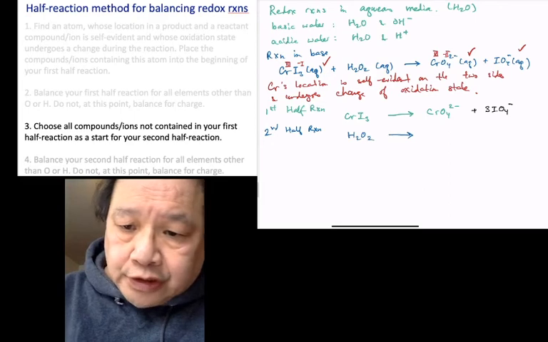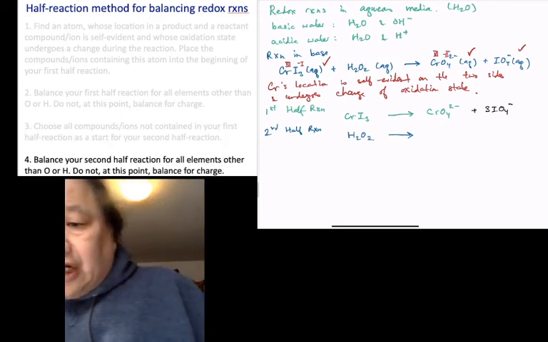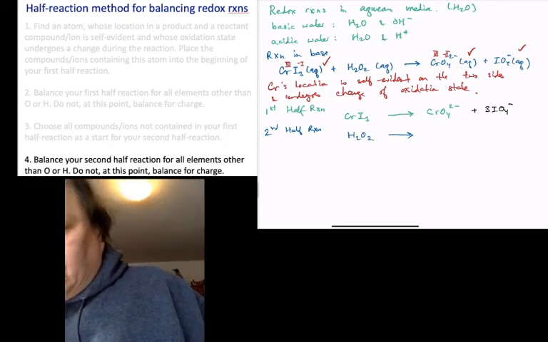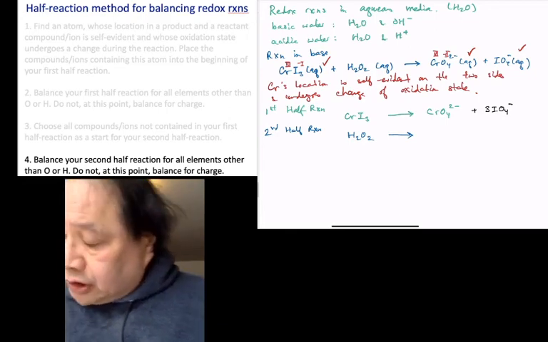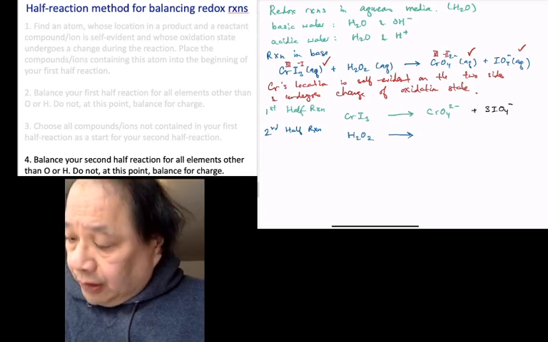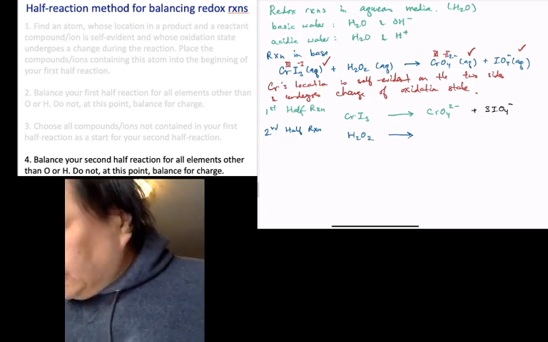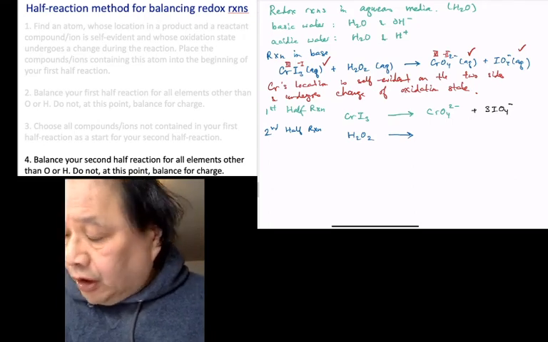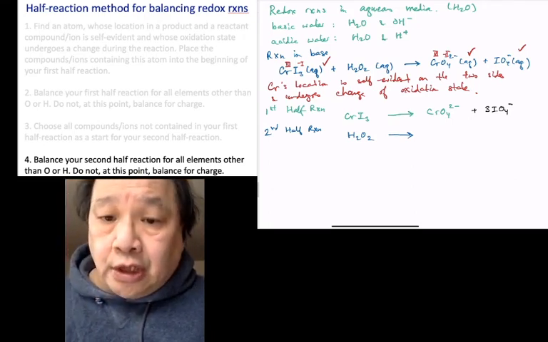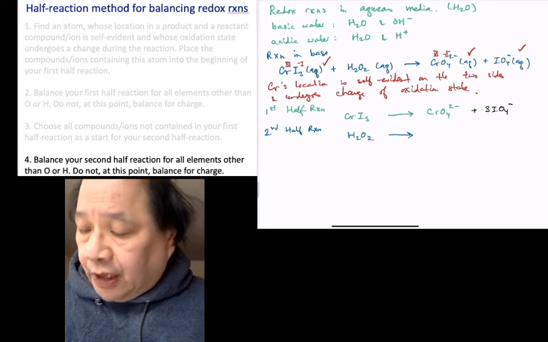And now we're at the fourth step. Balance your second half reaction for all elements other than O and H. Do not balance for charge. Well, there's only O and H in this reaction. So this has carried out the second step. It's balanced for all other elements other than O and H, for which there are none. We aren't worried about charge. This is the starting point of the second half reaction.